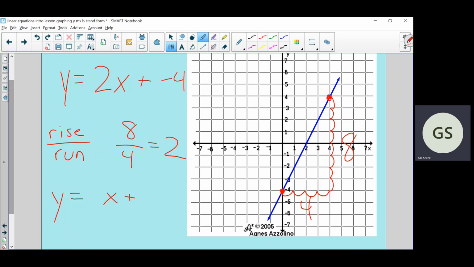So I want you to do that one. I'll come back and check it. That one's a little trickier, but we follow the same steps. Hold on just a second. Which one is your rise? Which one is your run?